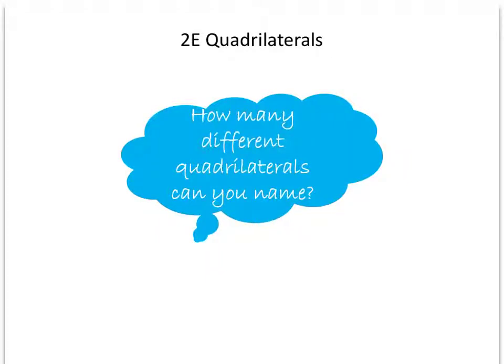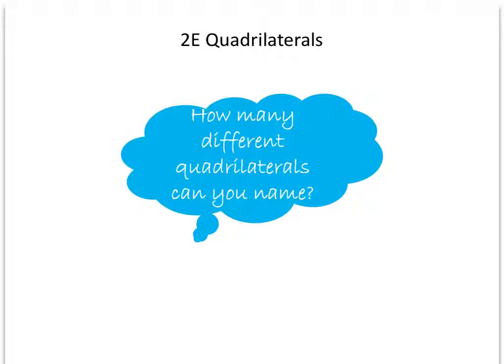Today's video is on quadrilaterals. A quadrilateral is just a four-sided polygon. So to start with, I want you to think of how many different quadrilaterals you already know, and you can list them on this page. So stop the video now and list all the different quadrilaterals that you know.